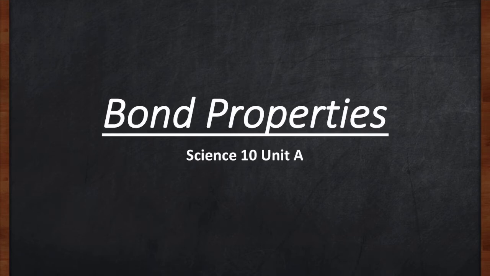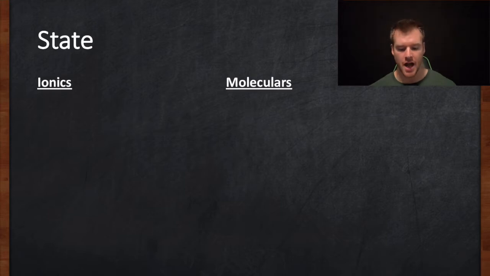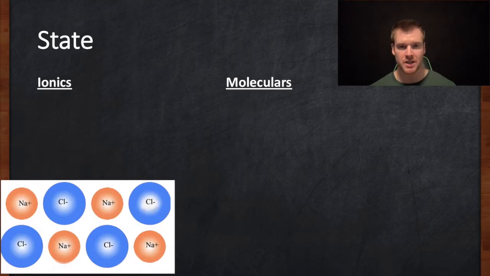This is our next lesson, looking at bond properties. So we're just going to compare some things for ionics and moleculars. First, we're going to start with state.